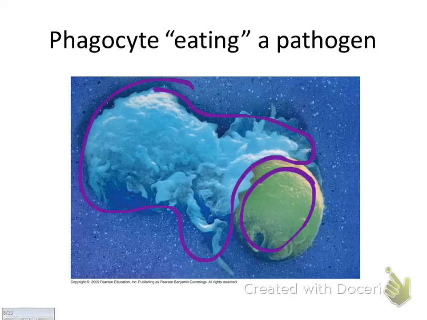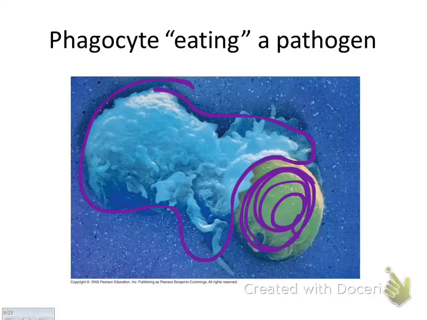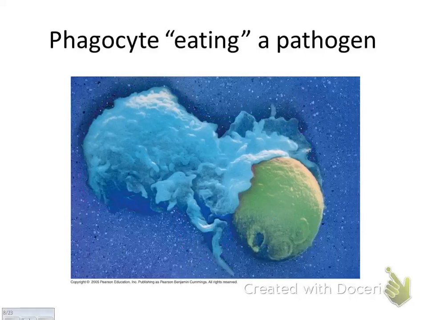Engulfing, that's a yeast cell. Do you see how the white blood cell is covering up the yellow yeast? It's engulfing it, taking it in. What's going to happen once it gets it in? It's going to dissolve it. It's going to break it down with the lysosome.